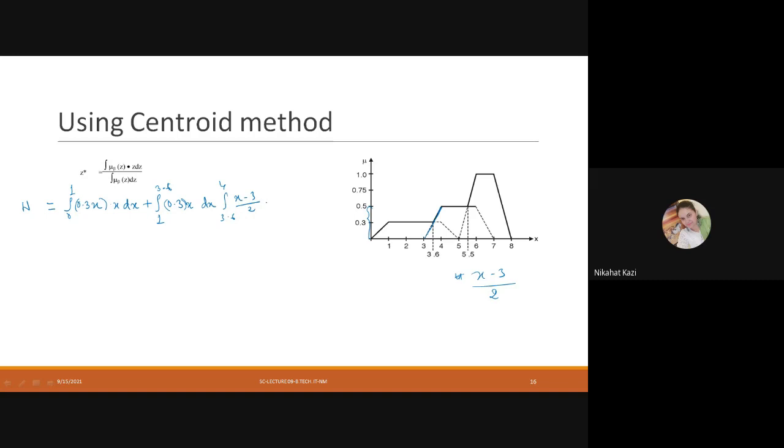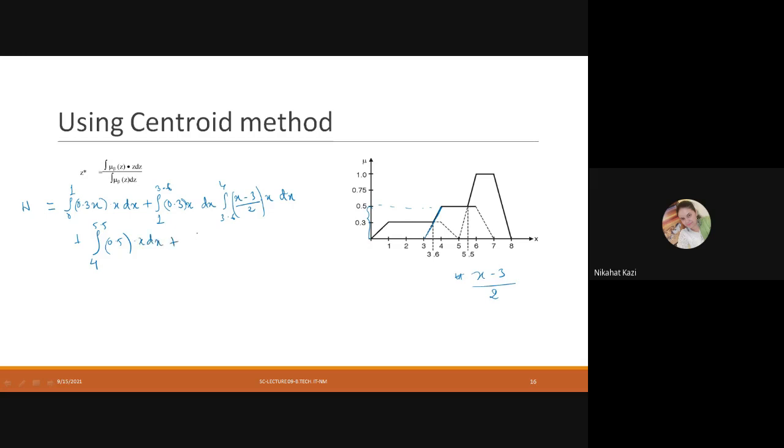Next, into x, this will be multiplied by x times dx. Fine. Next is from 4 to this point, that is 5.5. Again, you have to find out this point. From 4 to 5.5, this is a straight parallel line, so the equation is whatever it is cutting, 0.5. Mu is equal to 0.5, right?